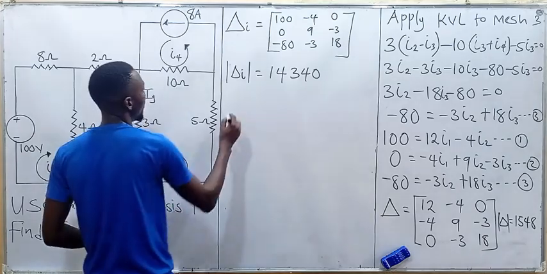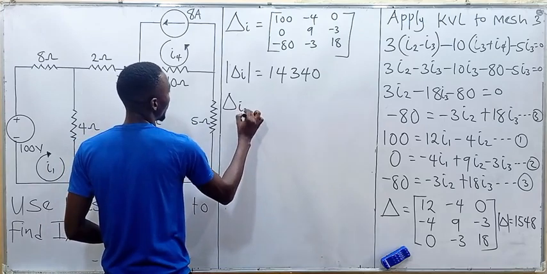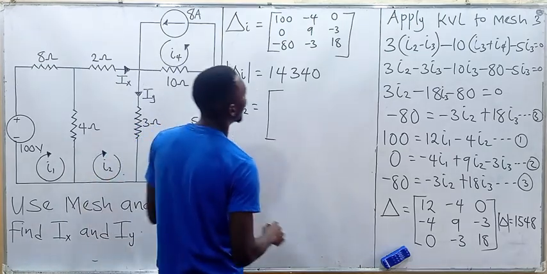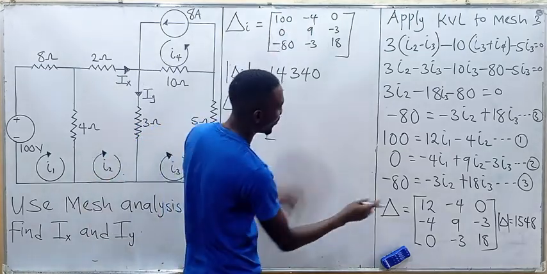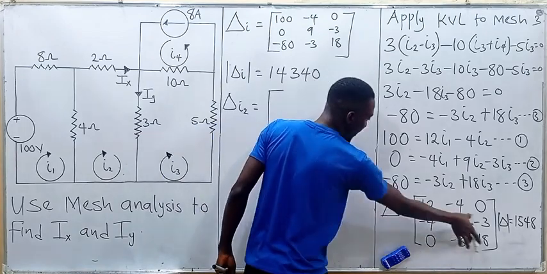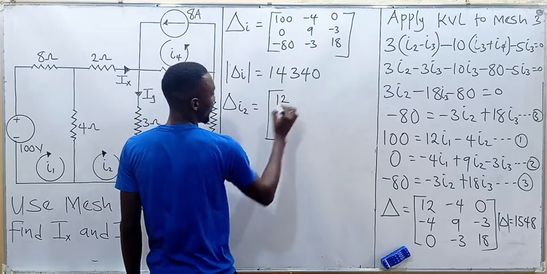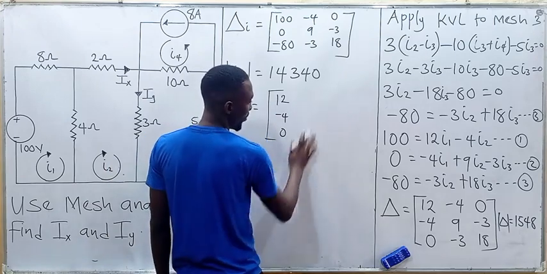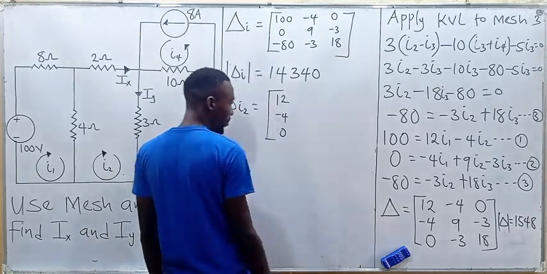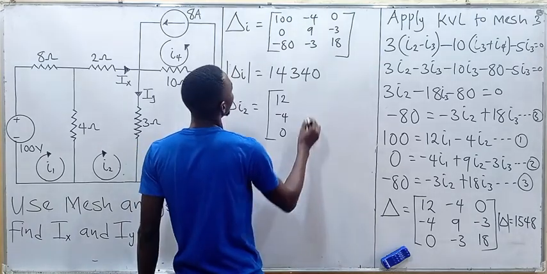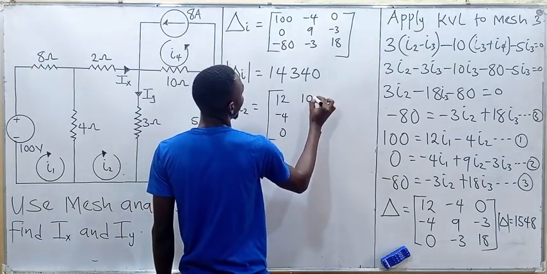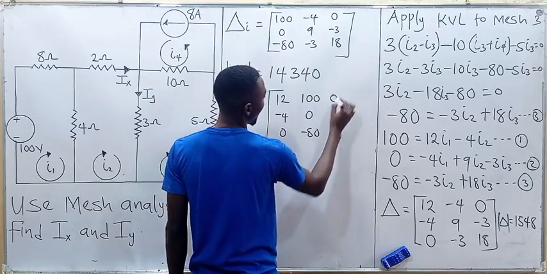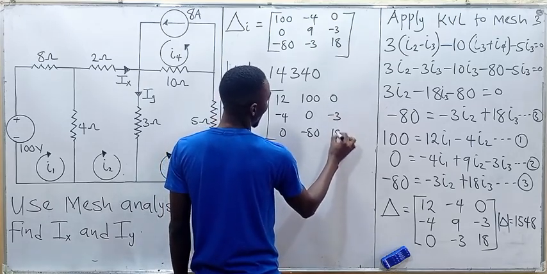All right. So now the next one is change in I2. Again, for our answer here, I'm going to switch it to replace what is here while we keep this and this. So 12, minus 4, and 0. What will be in the middle? It's going to be 100, 0, and minus 80. Then here we're going to have 0, minus 3, and 18.